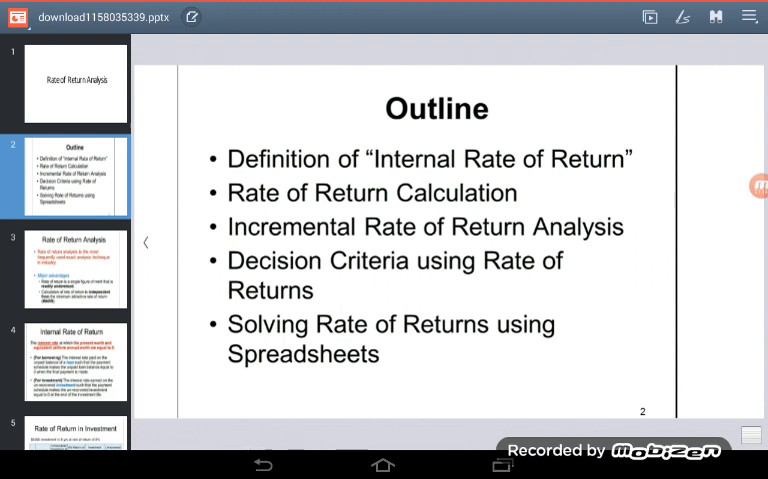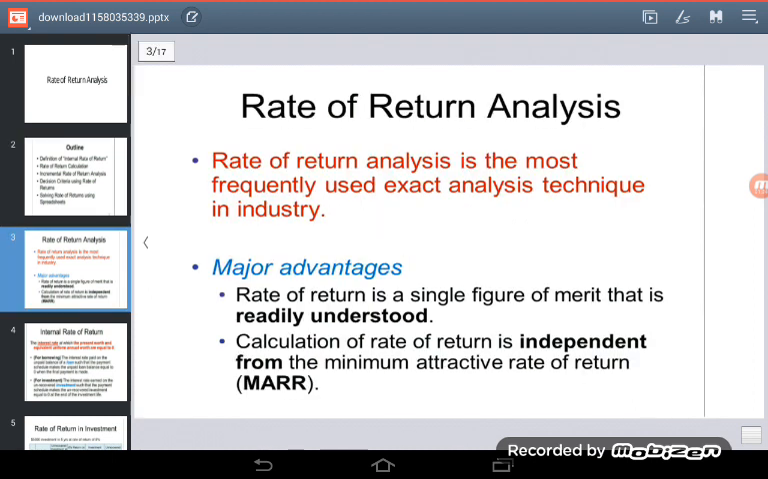So let's start. What we are going to do today: we are going to define the internal rate of return, and then the rate of return calculation, how we are going to make the calculations. Then decision criteria, where we make an analysis of which one you are going to choose, which one is going to be the better option. Okay, first of all, rate of return analysis.